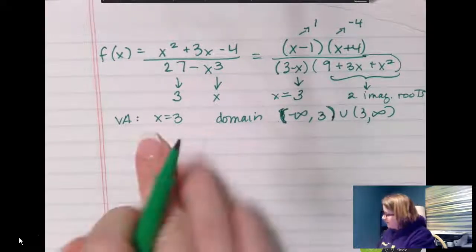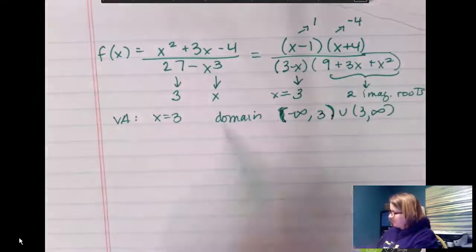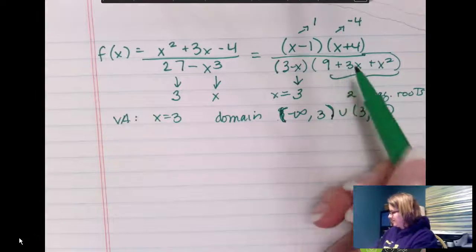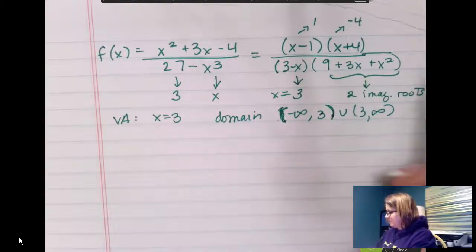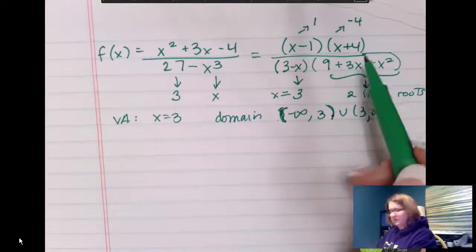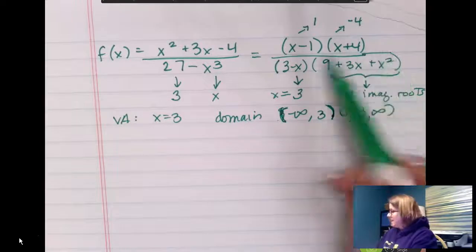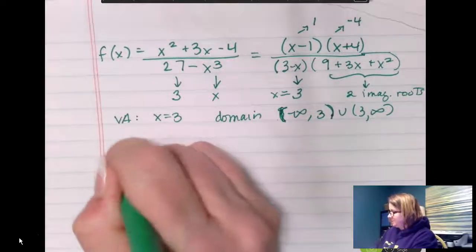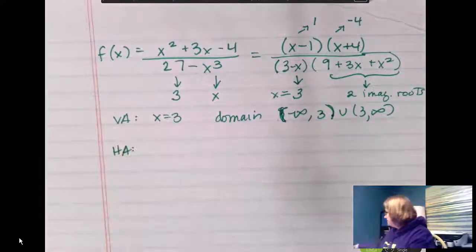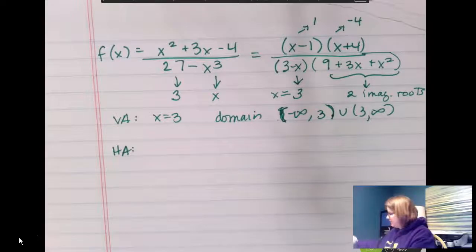So then we're looking up top for our zeros, I guess. If x is 1 or x is negative 4, those would be zeros. That would be where it crosses the axis. And then we want to talk about a horizontal asymptote. And again, as long as I don't have these memorized, I want to check it out.